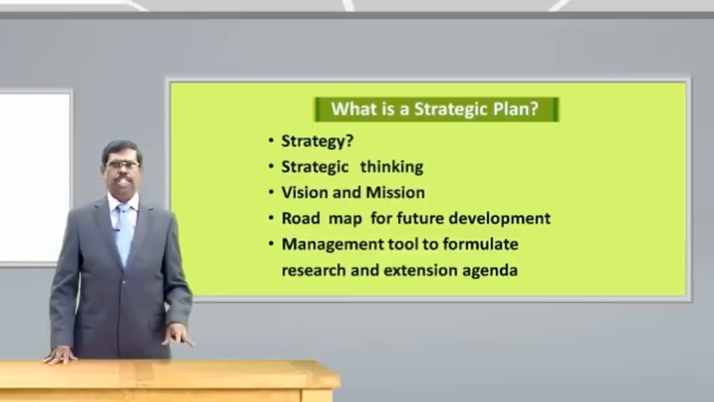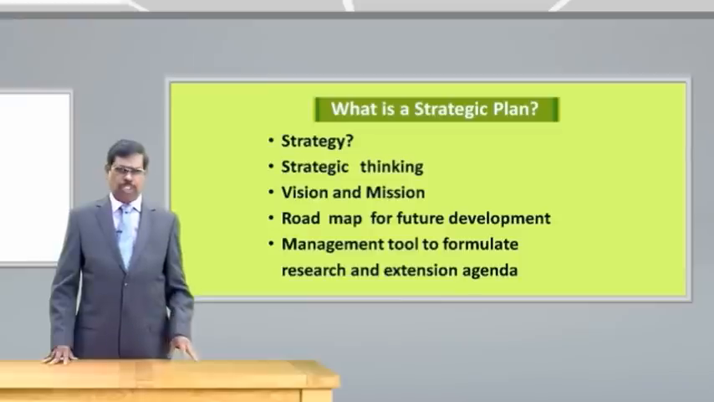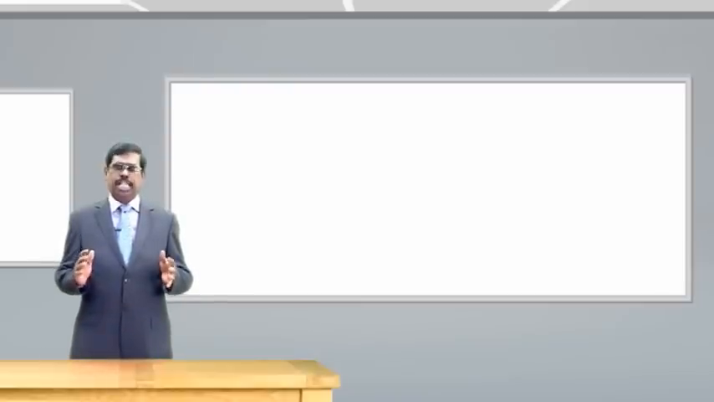That is, everything starts with the thinking process, and it is different from a normal plan. A strategic plan means we have to have strategic thinking first. How? That means we need to define the vision and mission before actually preparing the plan, and then this strategic plan should have a roadmap for future development of the district, and in essence it is a management tool to formulate the research and extension agenda.